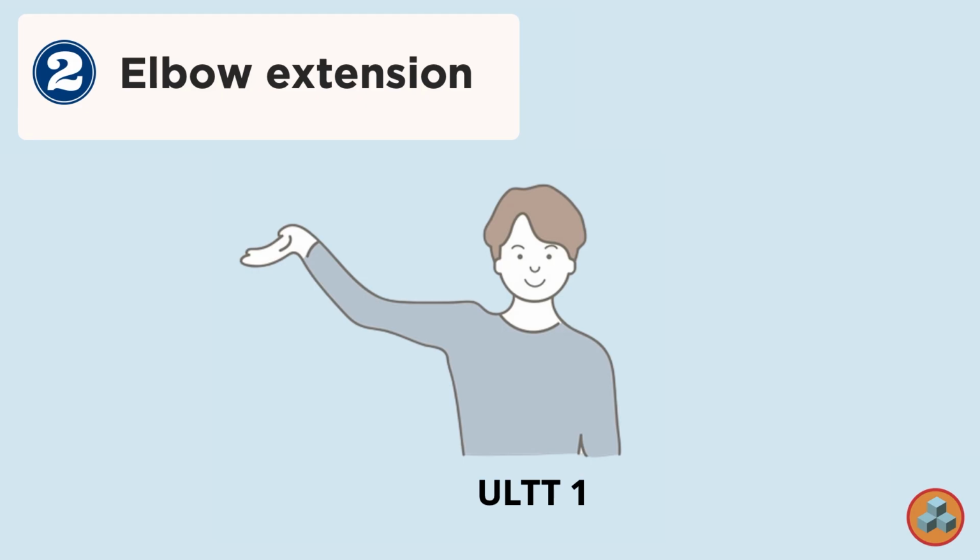Option 2, elbow extension. Elbow extension is indeed a component of ULTT1. However, ULTT4 uses elbow flexion, not extension. So if a patient had limited elbow extension, it would interfere with ULTT1, but not ULTT4. Since the question tells us both tests are affected, limited elbow extension cannot be our answer.